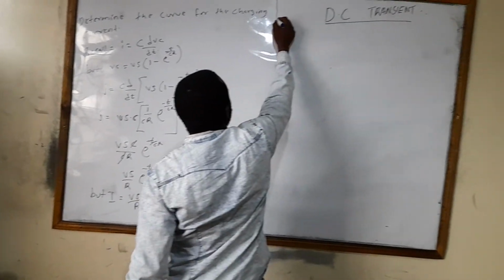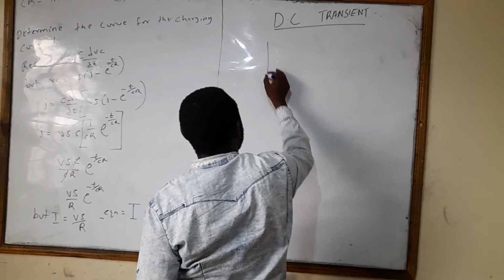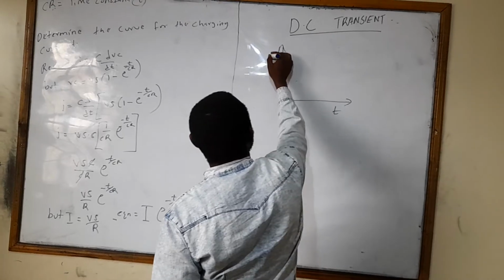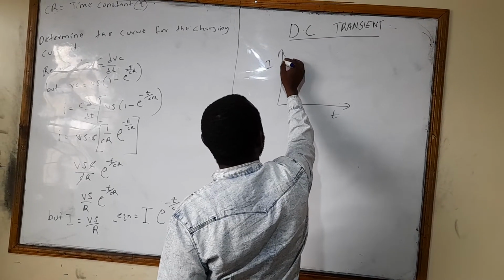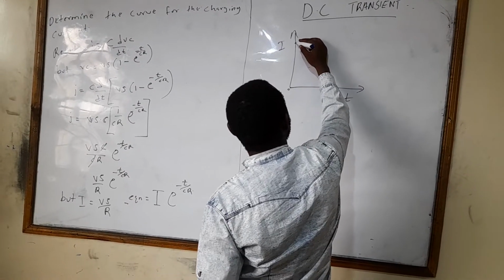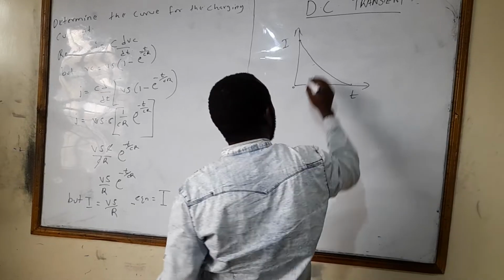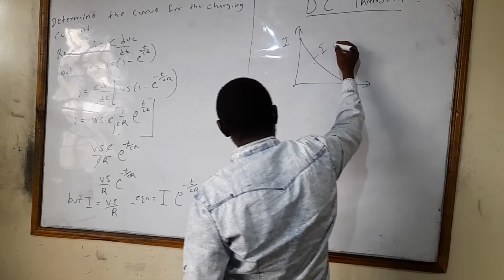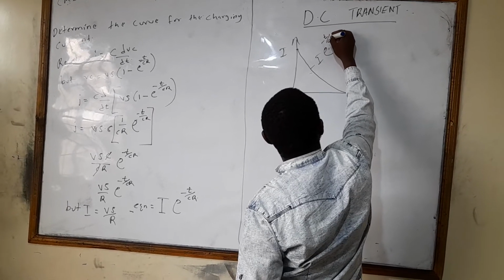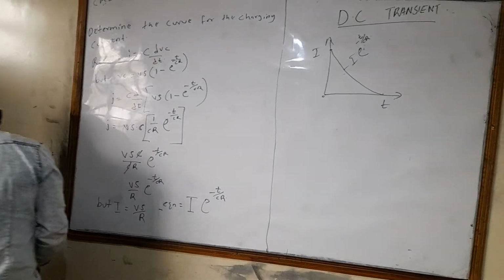We are going to have a graph of t against I. At the maximum, t is 0. Therefore, our graph will come in this manner. This graph is I equals I e power negative t over CR. That is the graph.